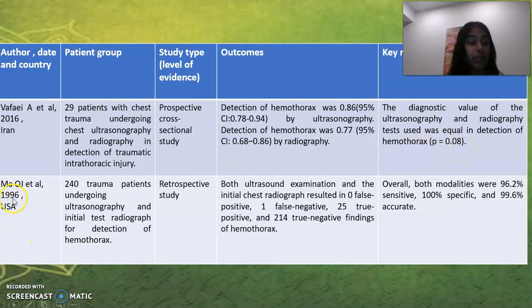And then the next article is Ma OJ et al. 1996, USA. Patient group was 204 trauma patients undergoing ultrasonography and initial radiograph for detection of hemothorax. Study type was a retrospective study. The outcomes were that both the ultrasound examination and the initial chest radiograph resulted in 0 false positive, 1 false negative, 25 true positive, and 214 true negative findings of hemothorax. Key results: overall, both modalities were 96.2% sensitive, 100% specific, and 99.6% accurate.